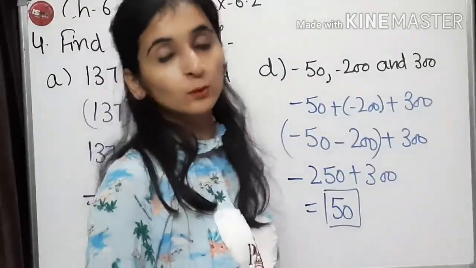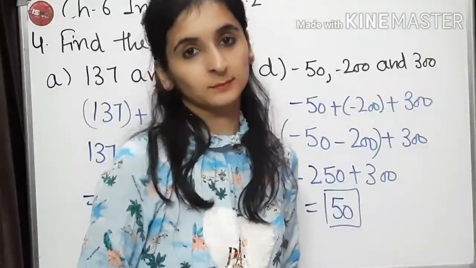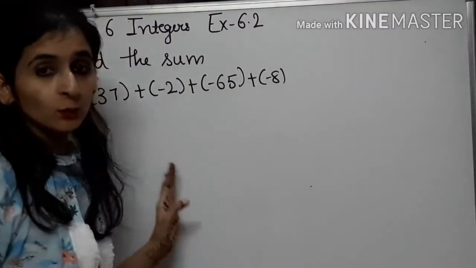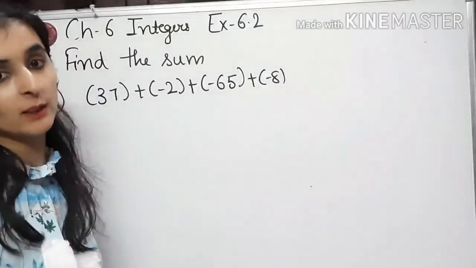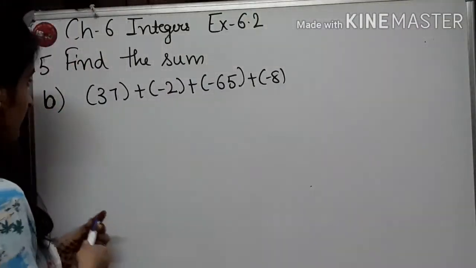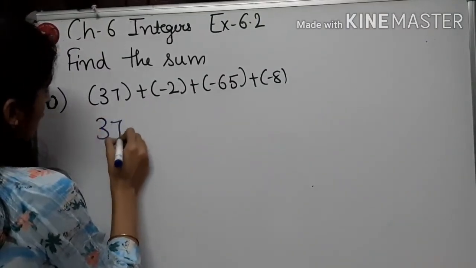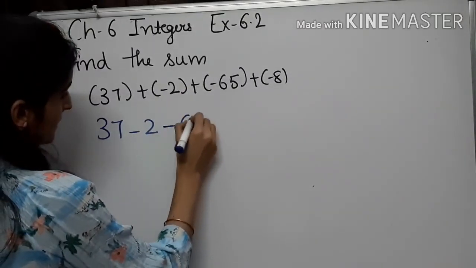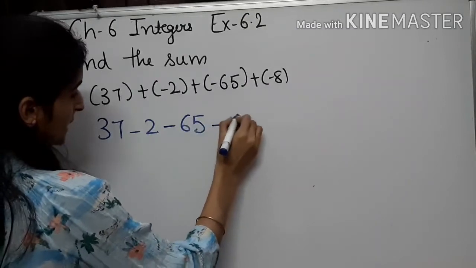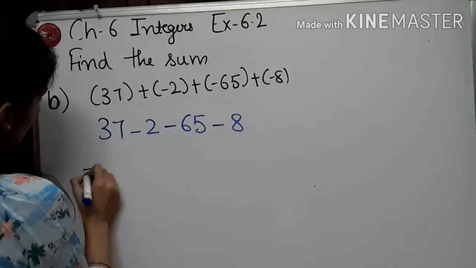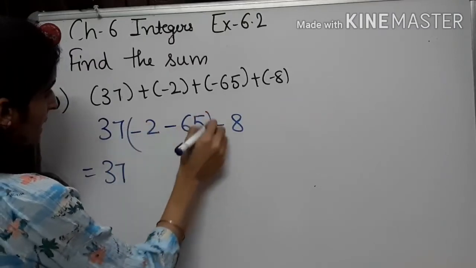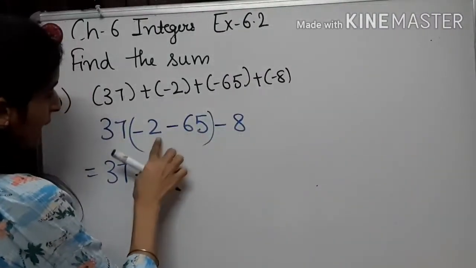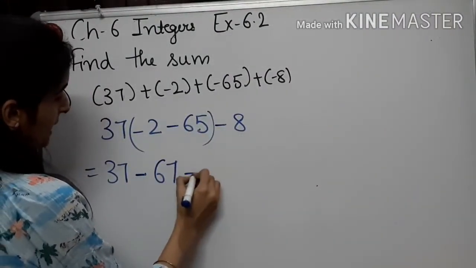Now let's come to last question of this exercise. In last question we have two parts, but I am going to solve one part. One part you will do yourself. So let us solve this. 37 plus minus minus -2, again plus minus minus -65 plus minus -8. Now 37. Now we will solve these two first. Minus minus is plus, but we will put negative sign. 65 plus 2 is 67 minus 8.